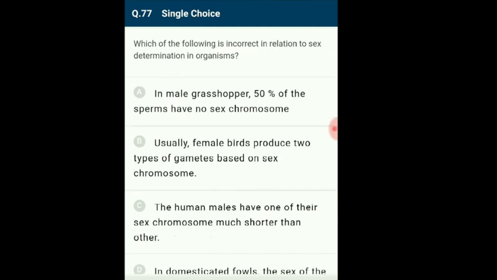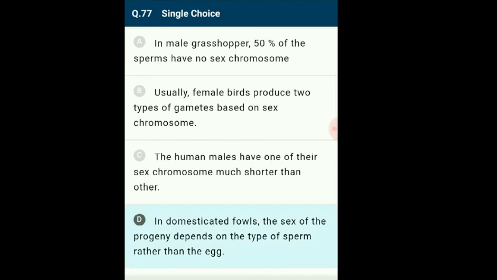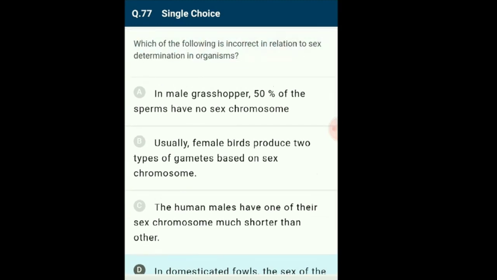Question number 77. Which of the following is incorrect in relation to sex determination in organisms? Grasshopper is an example of XO type of sex determination in which males have only one X chromosome besides autosomes. Thus, 50% of sperm carry the X chromosome and 50% are without the X chromosome. In birds, the female is heterogametic and produces two types of gametes. In humans, the Y chromosome is shorter than the X chromosome. The answer for this question is option D. In domesticated fowls, the sex of the progeny depends on the type of sperm rather than the egg. So that is the incorrect relation to sex determination in organisms.